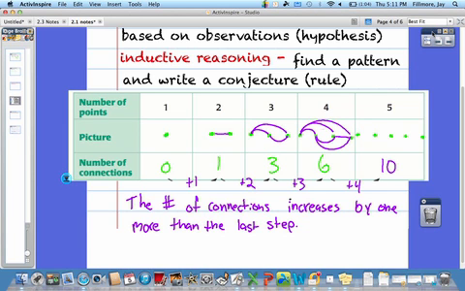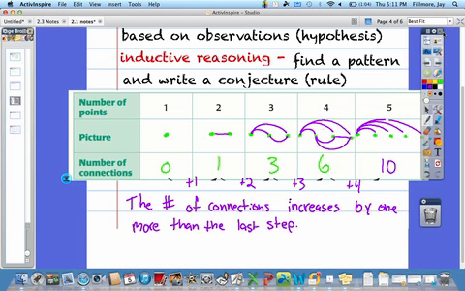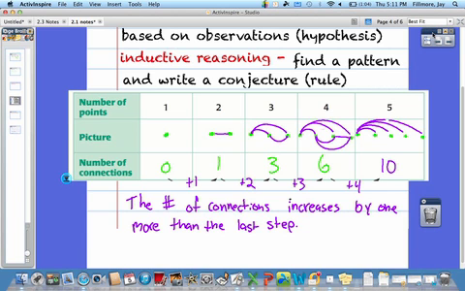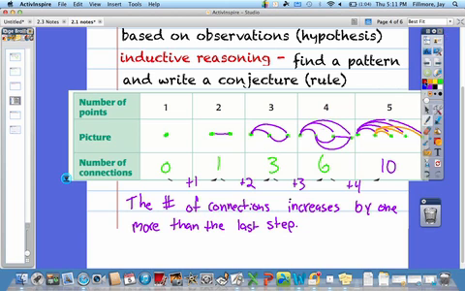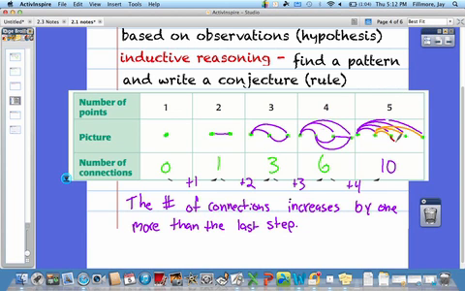Anyway, so I can connect point 1 to 2, 1 to 3, 1 to 4, and 1 to 5. And then we do different colors so this doesn't get too confusing. I can connect point 2 to 3, 2 to 4, 2 to 5. I can connect point 3 to point 5, point 3 to point 4. And lastly, I can connect the last 2.